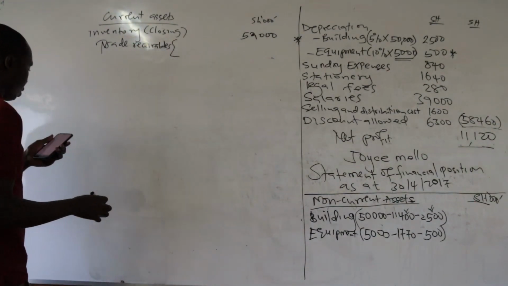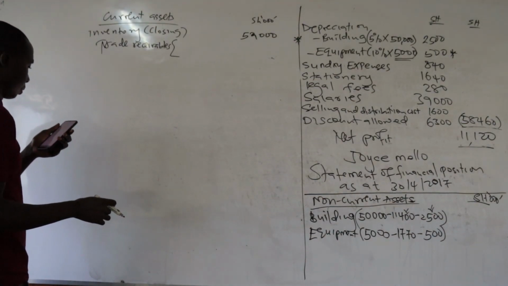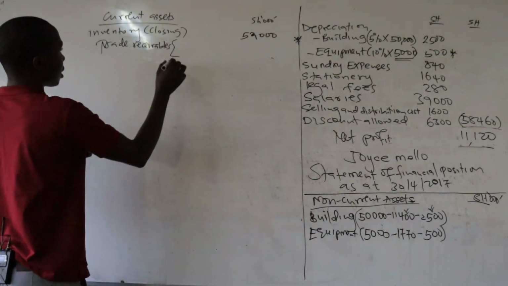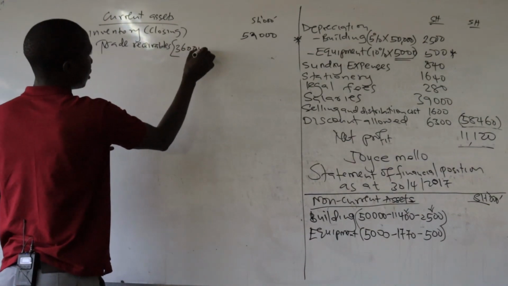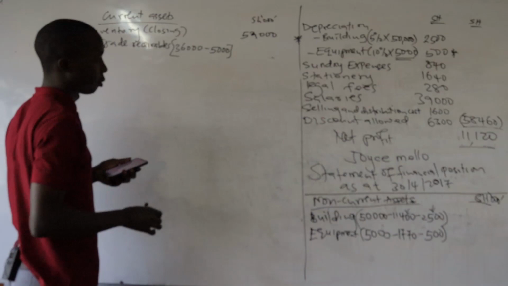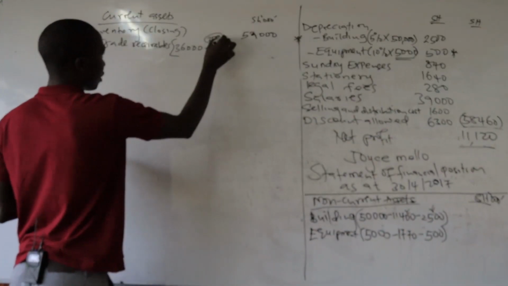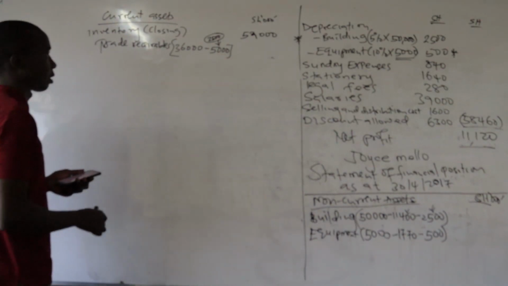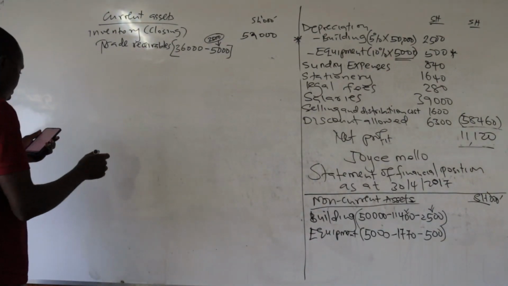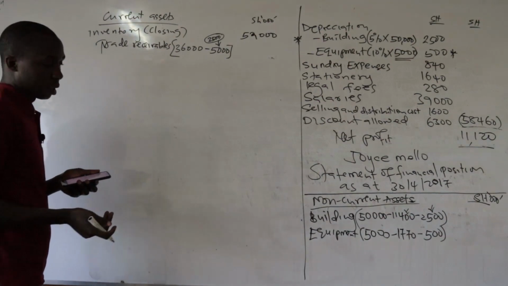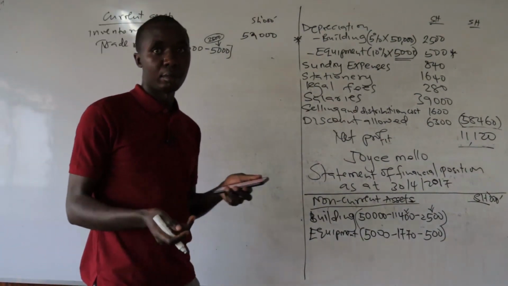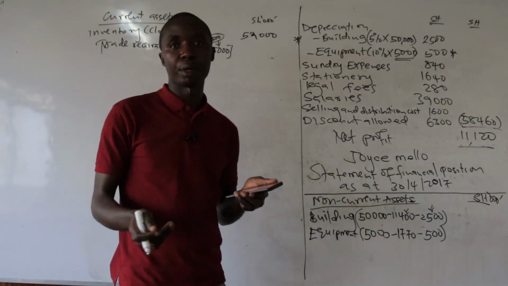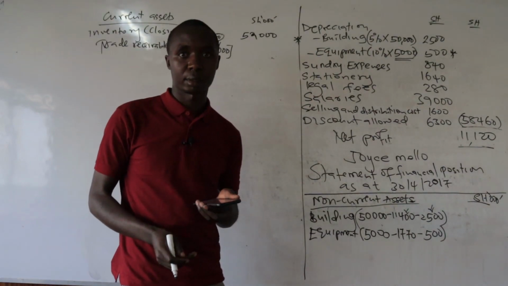So for the trade receivables, you have to take 36,000 minus the 5,000. The allowance, which was increased from 35 to 5,000. So I have to deduct the 5,000. Then after that, we have to check things like cash in hand, bank balance, prepayments. So those are the current assets.